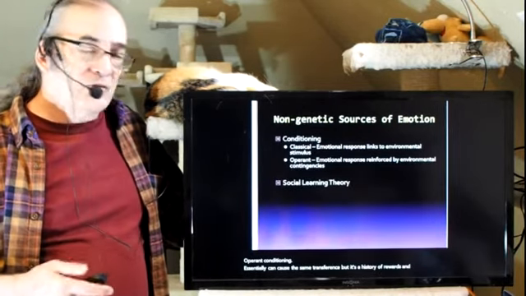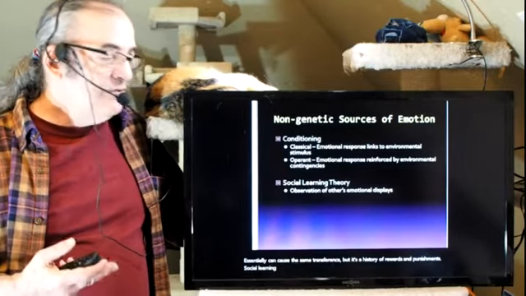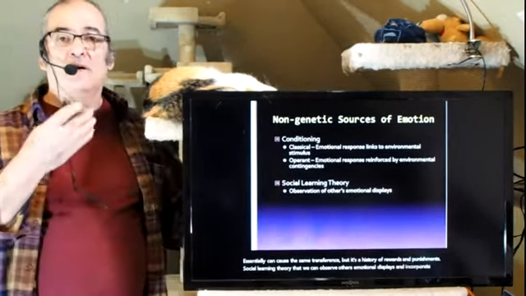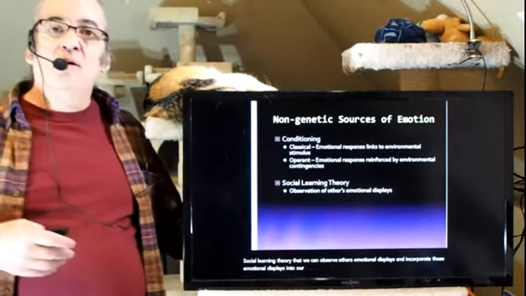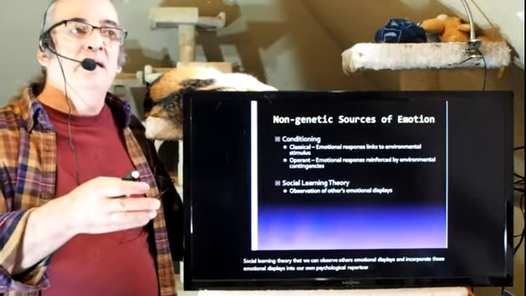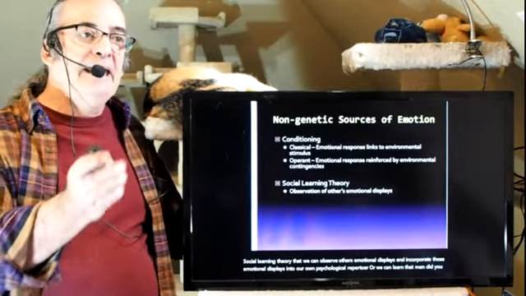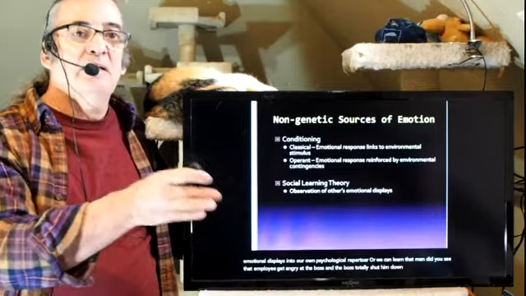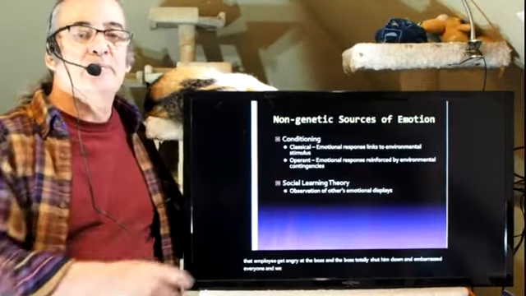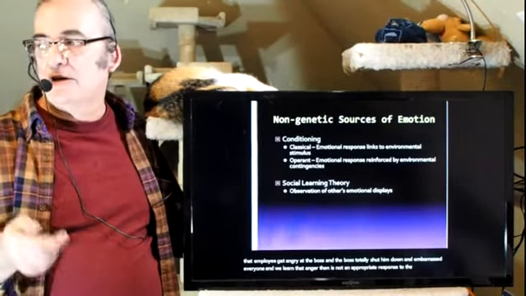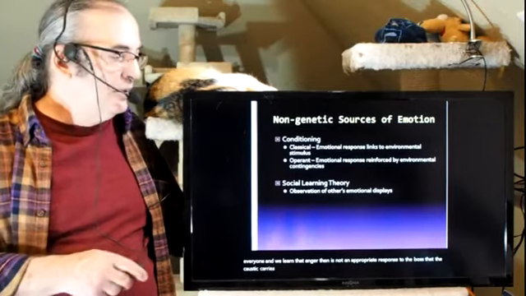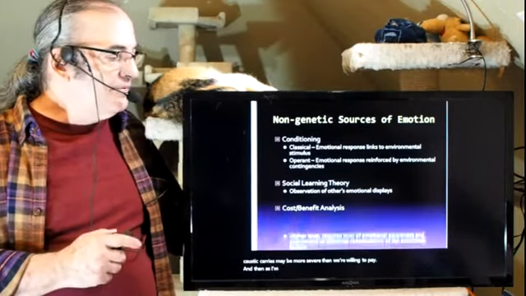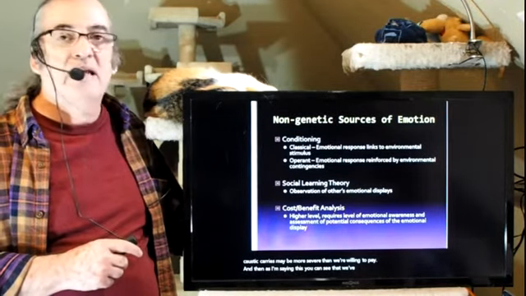Okay? Social learning theory: we can observe others' emotional displays and incorporate them into our own psychological repertoire. Or we can learn, did you see that employee get angry at the boss and the boss totally shut him down and embarrassed everyone? And we learn that anger is not an appropriate response to the boss, that the cost it carries may be more severe than we're willing to pay. And as I'm saying this, you can see that we've incorporated the notion of cost-benefit analysis.